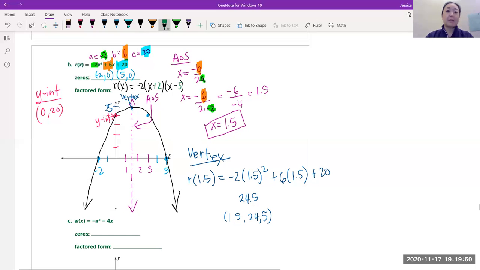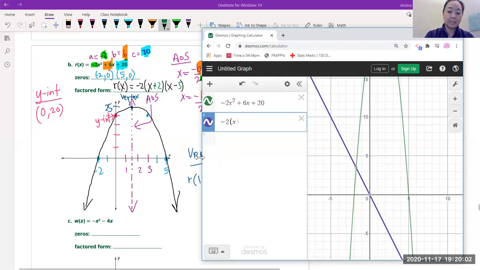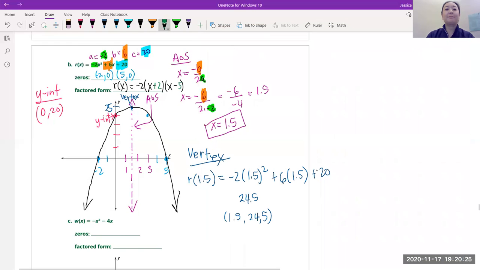These two are the same. Just for proof, because seeing is believing sometimes, I'm going to write this in here. This is going to be -2 times (x plus 2) times (x minus 5). It already has parentheses form, but I'll just write it. And notice, look, exactly the same. See, it maps totally onto itself. So there's my proof for you, even all the way at the top. See, same.